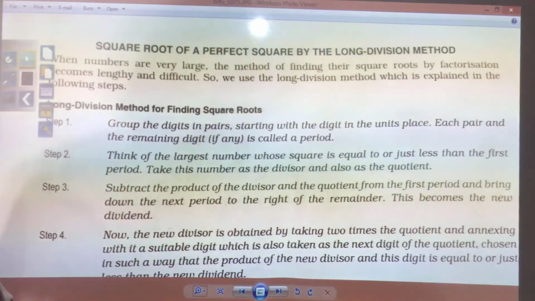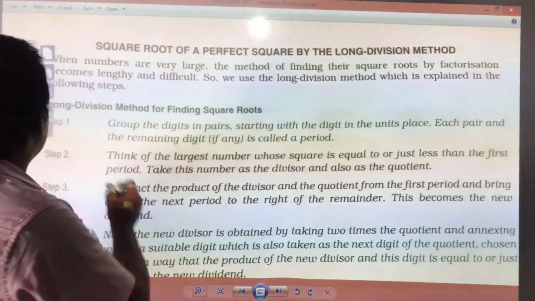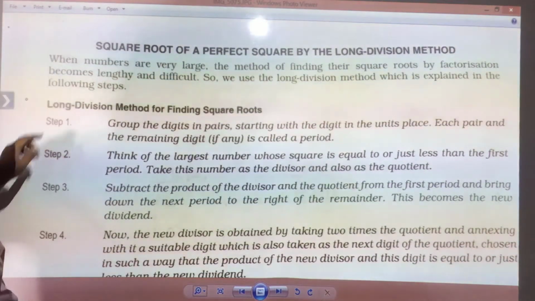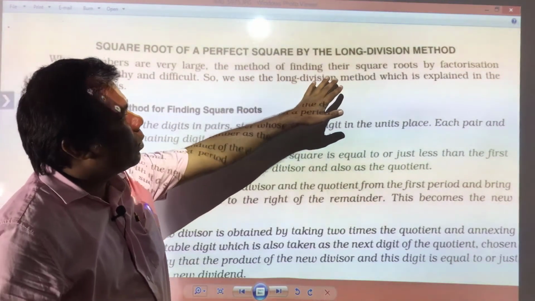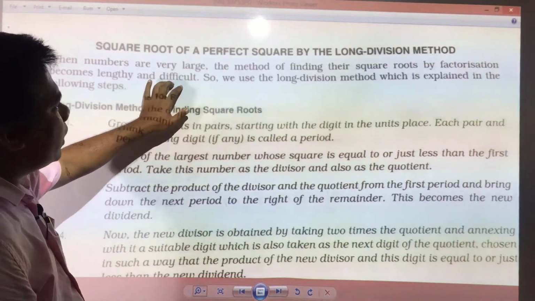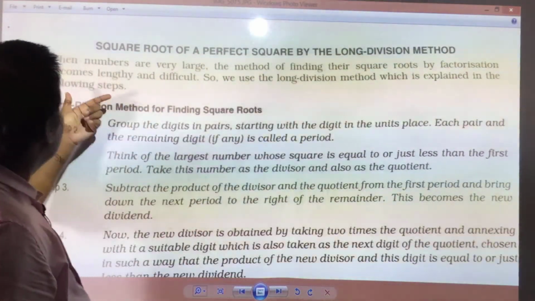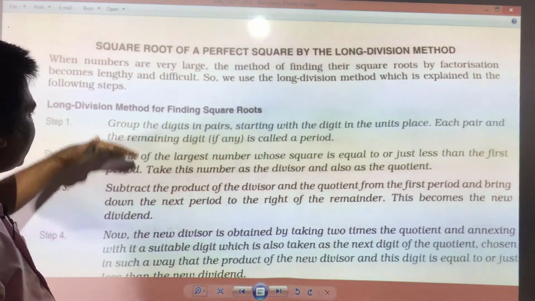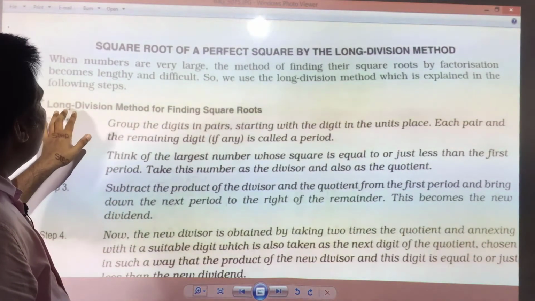Here you see, square root of a perfect square by the long division method. When numbers are very large, the method of finding their square roots by factorization becomes lengthy and difficult. So, we use the long division method, which is explained in the following steps. Try to learn the steps that have been written, then I will make you understand how to find the square root.